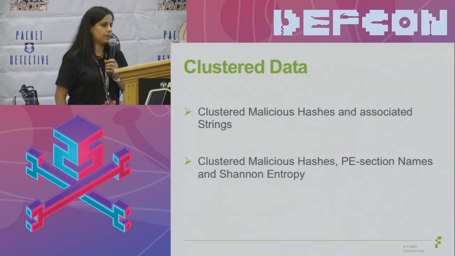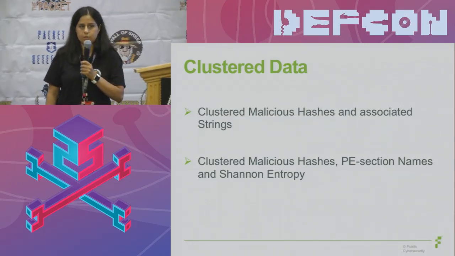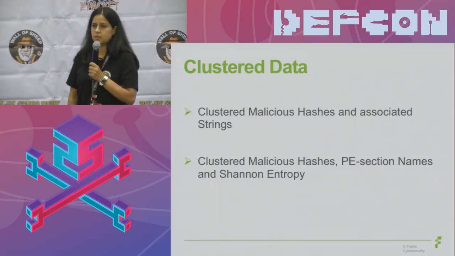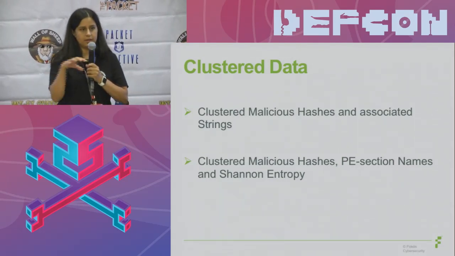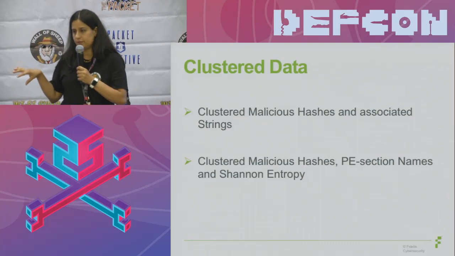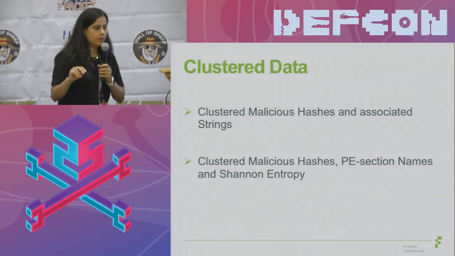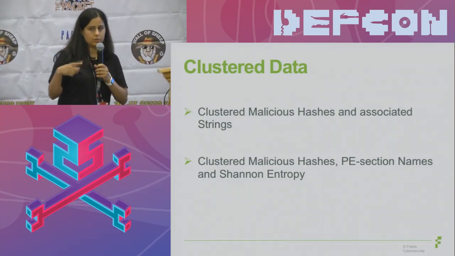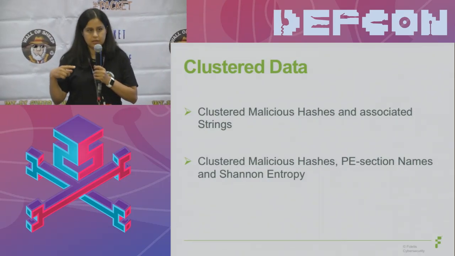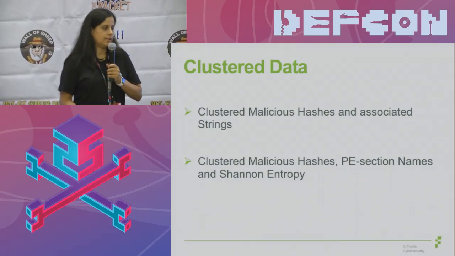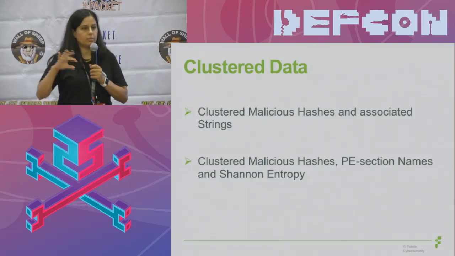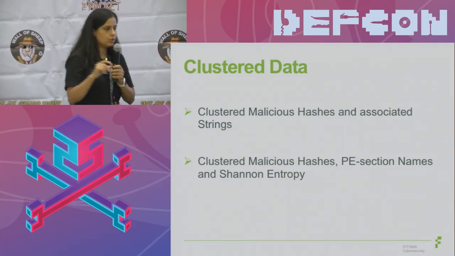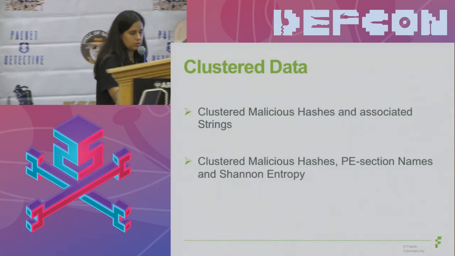If it detects any malicious hash, it's going to cluster the strings out of the file and insert them in a different collection. The same applies if it is an executable file that is malicious. It is going to get the names of the PE sections, convert them to SHA-1, and in combination with the hash and Shannon entropy, it is going to use them.